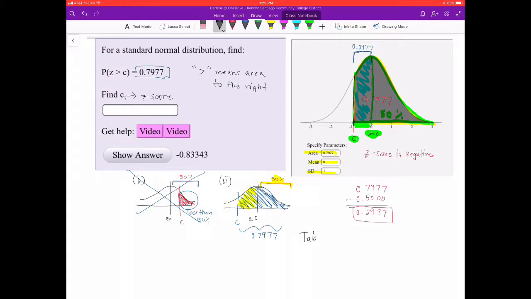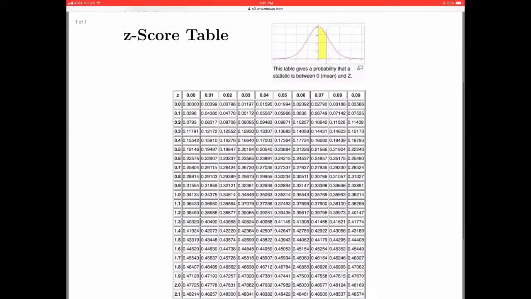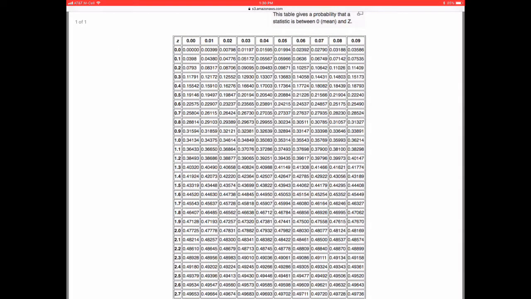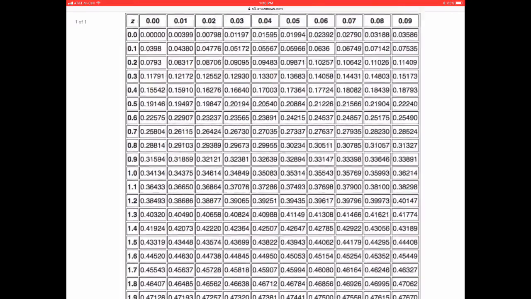So now we will look up a table value of 0.2977. And the second step would be to find the corresponding z-score to that table value. Great. So here's the z-score table in your book. Let's go ahead and look for the closest to 0.2977.